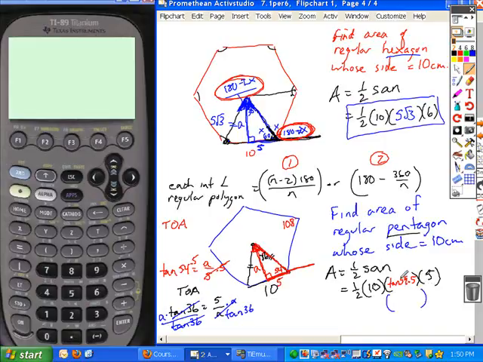We could have also used the value 5 over tan of 36 in place of this red number. Either of those will work. They both identify the length of that apothem. They both can be plugged into the area formula.